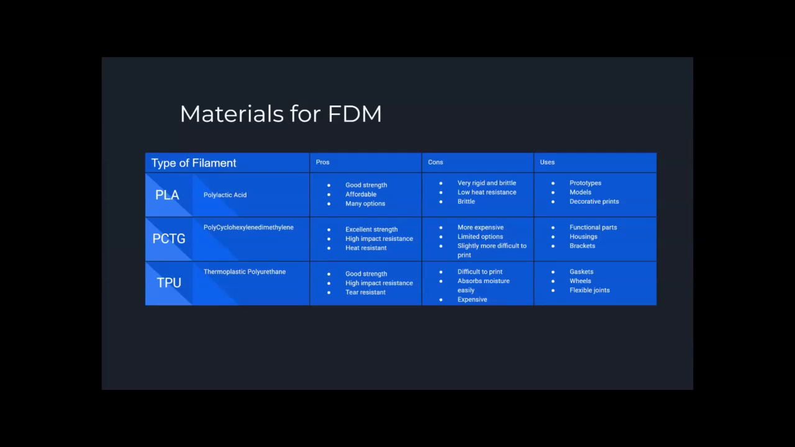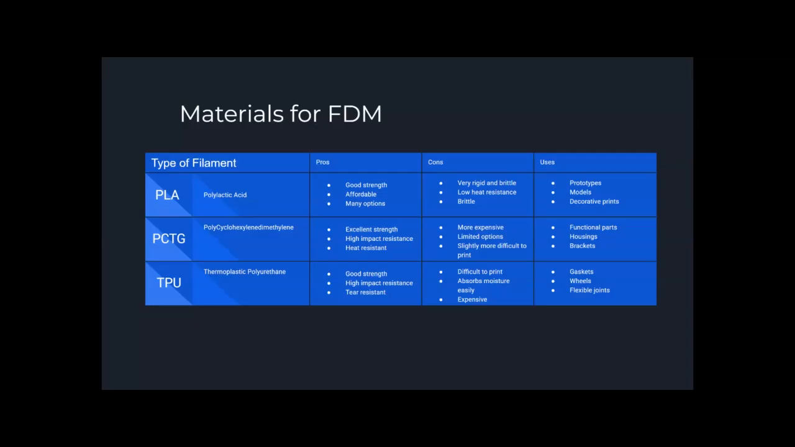PLA is polylactic acid, and if lactic acid rings a bell, it's because it's a bioproduct. It's a waste byproduct from industrial farming, and so it's relatively cheap and pretty easy to get access to. It's technically biodegradable, but realistically you would need an industrial composter to get it to biodegrade properly. But it's generally a good all-around first filament that basically 99% of people will run into. Very affordable, good strength, lots of colors. You're going to get your most options with this.